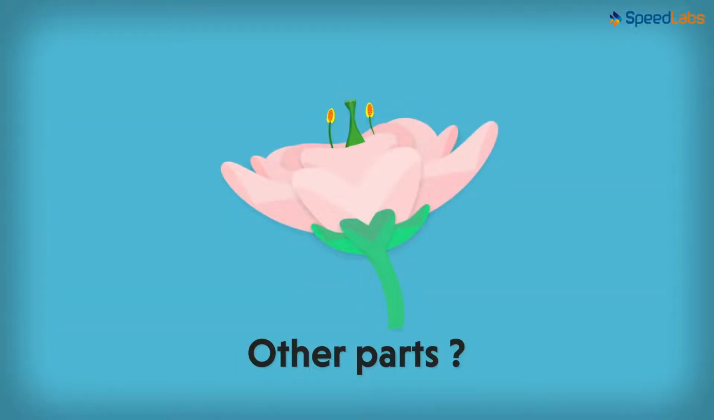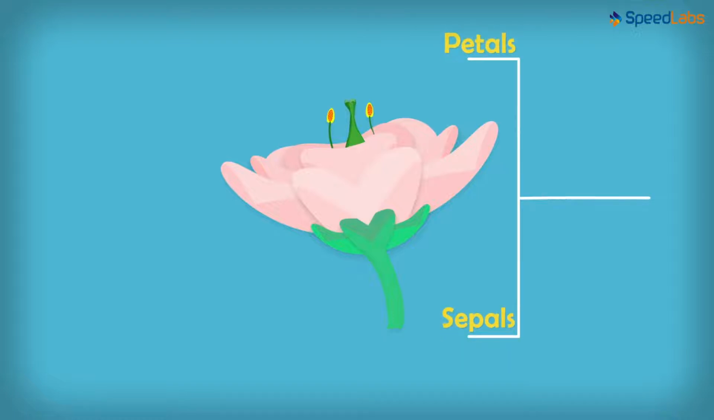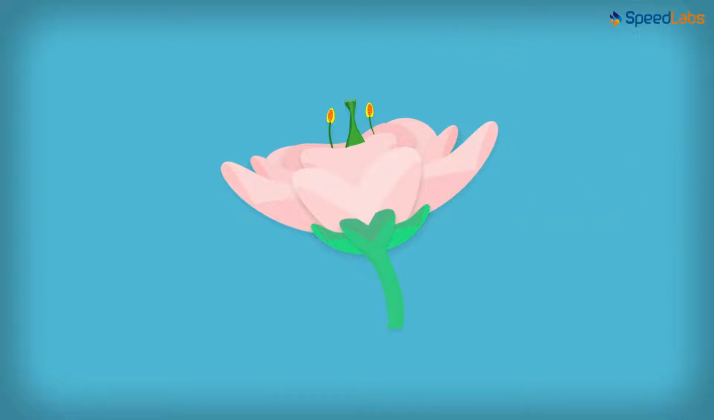What are the other parts of the flower? The stamens and the carpels are these parts here in the center. You need not get intimidated by these fancy terms because they're pretty simple to understand. The petals and sepals are together called the tepal when they haven't clearly been differentiated. This differentiation happens when the flower matures and blooms.